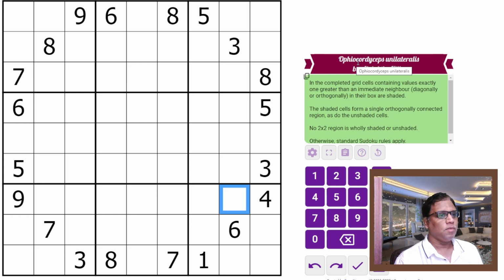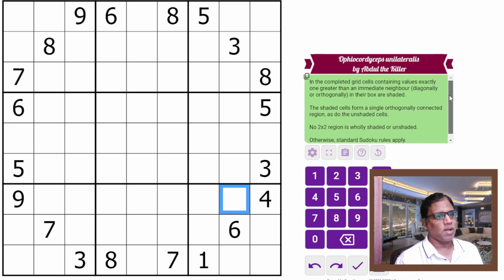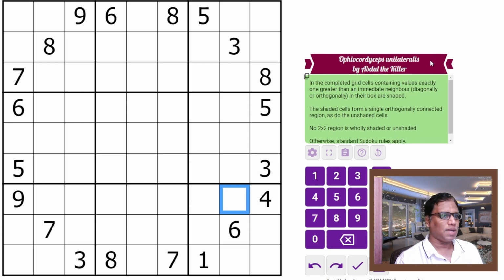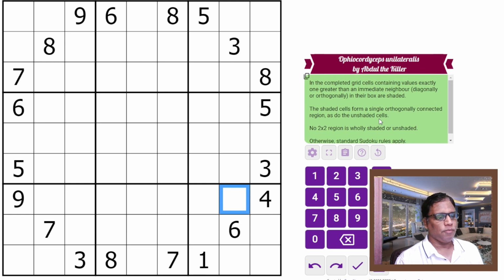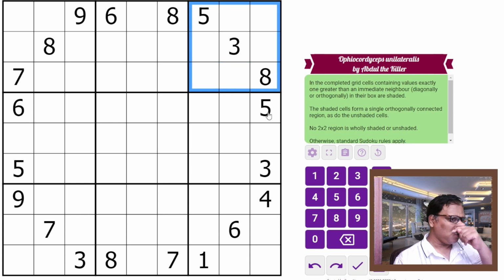This is Ophiocordyceps unilateralis by Abdul The Killer. I don't know the meaning of those words, maybe some kind of scientific meaning it has. But this is by Abdul The Killer, and I have solved one of the previous puzzles of Abdul The Killer, so I know the rule set that he normally has. So let's start by reading the rules.